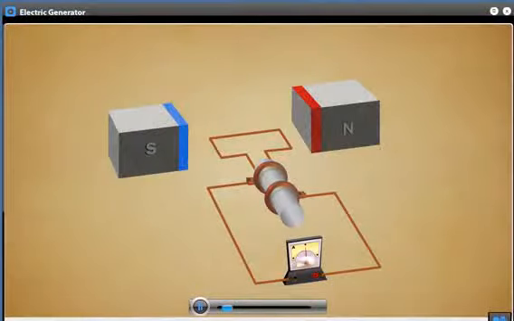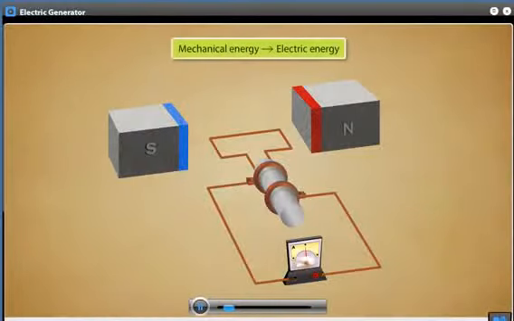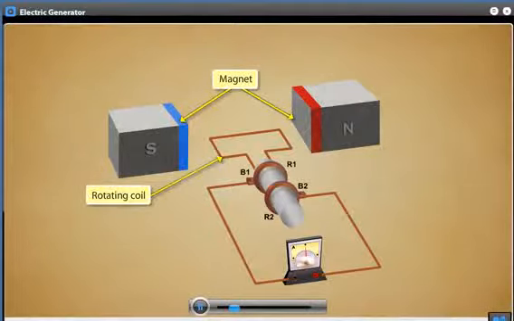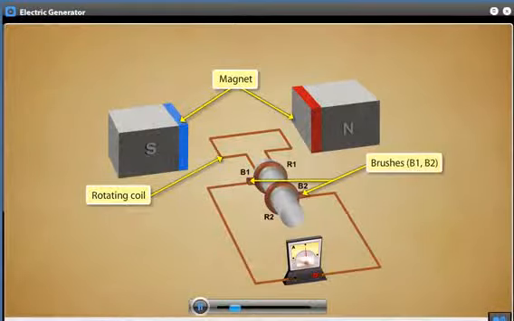An electric generator works on the principle of electromagnetic induction and converts mechanical energy into electrical energy. An electrical generator consists of the following parts: a permanent magnet, a rotating coil, conducting brushes, 2 rings, and an axle.